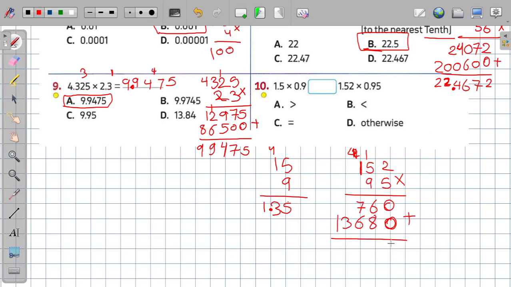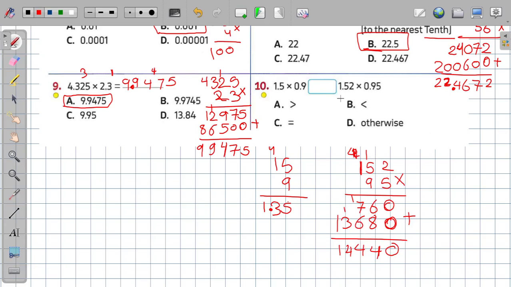So I have 0 plus 0 equals 0, 6 plus 8 equals 14. So I will write 4 and carry 1. 1 plus 7 plus 6 equals 14. So I have 4 and carry 1. 1 plus 13 equals 14. And this is the number.